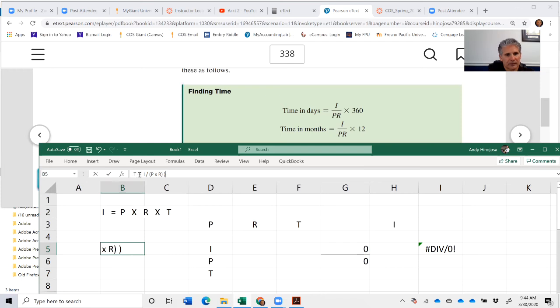We're going to have to put a big parentheses in here. Whatever that result is, we're then going to multiply that by 360. That's for days. And for months, it's going to be the same formula, except it's going to be times 12.